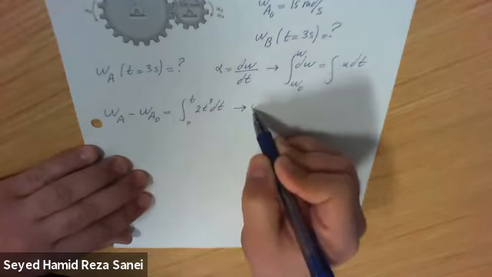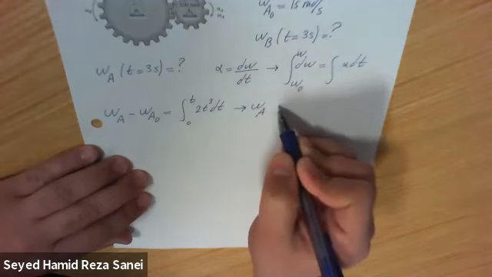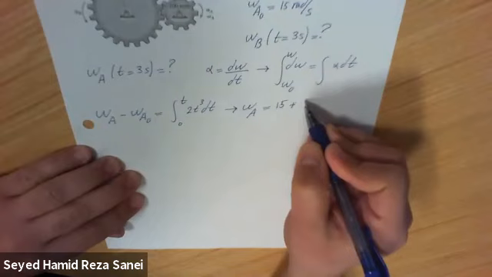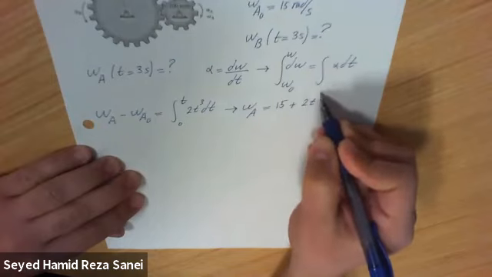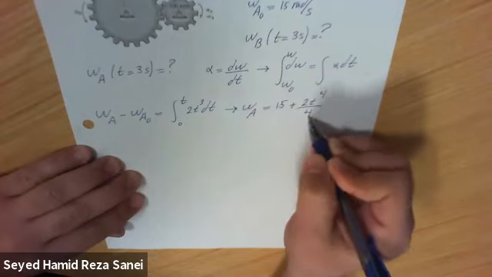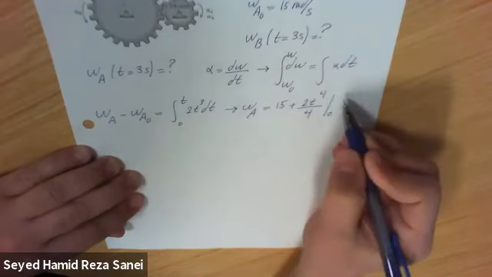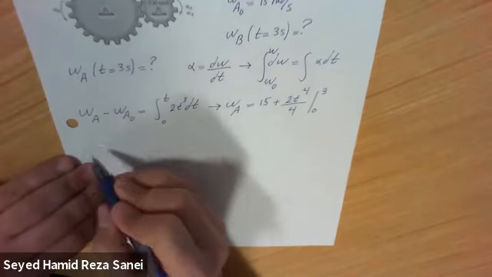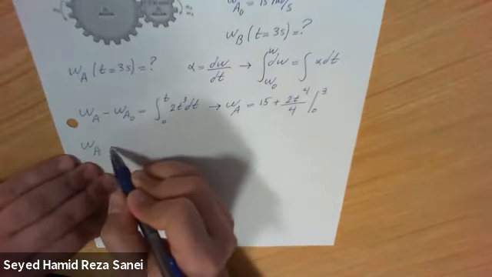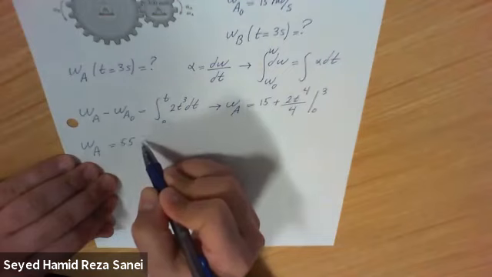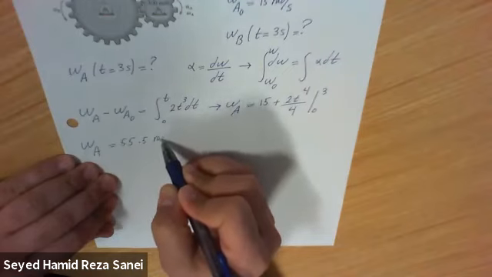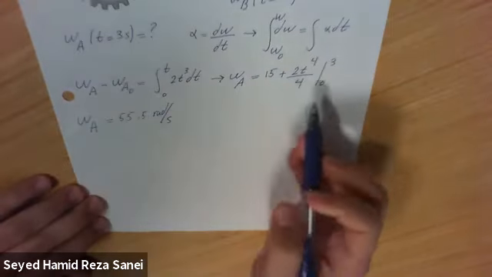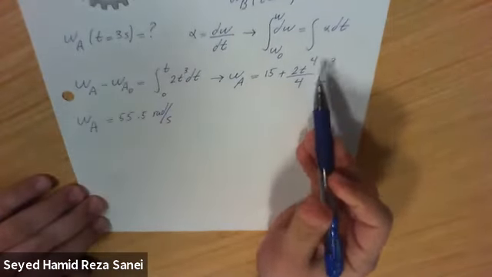Now let's replace it. Omega A naught is 15, and the integral would be 2 after integration. It's just a simple polynomial. T here for us is 3 seconds. So solving that, I will get omega A to be 55.5 radian per second.